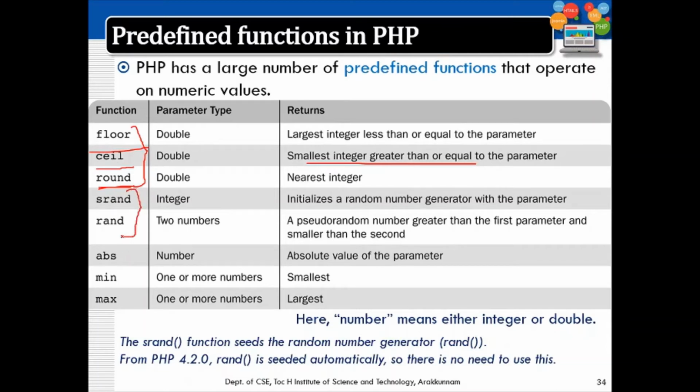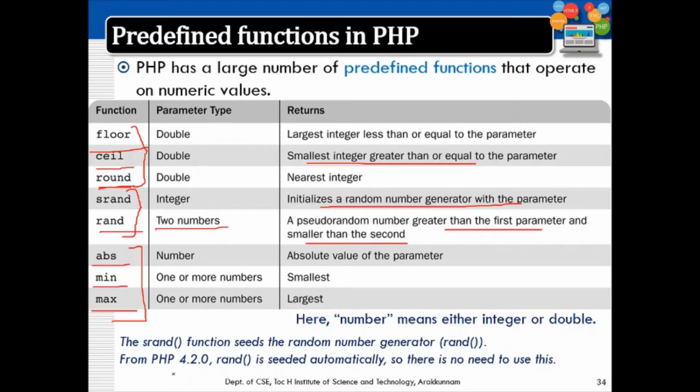Then the other two, srand and rand. Srand initializes the random number generator with the parameter, and rand has two parameters and generates a random number between the first and the second parameter. If we give 1 and 100 as the two values, it will generate any value randomly, say from 2 to 99. So it is just a random number generator. Then abs, min and max are commonly used as in any math concept. So these are the available numerical functions in PHP.